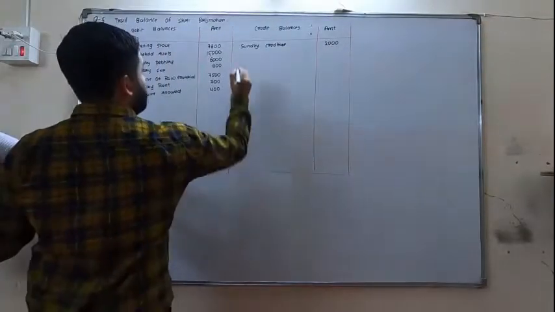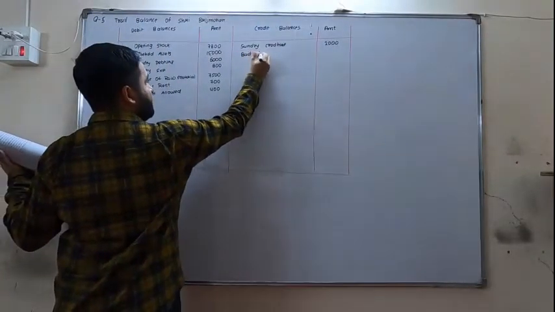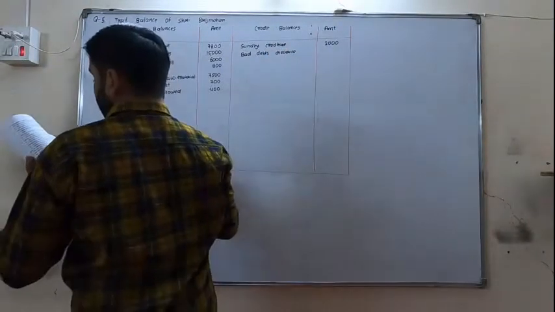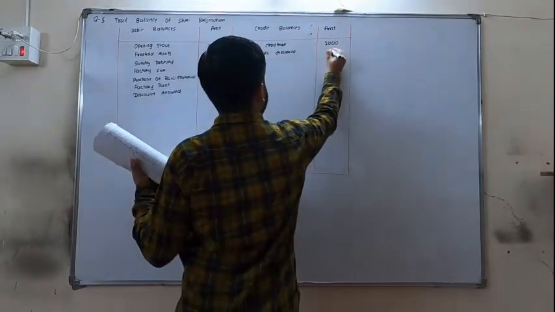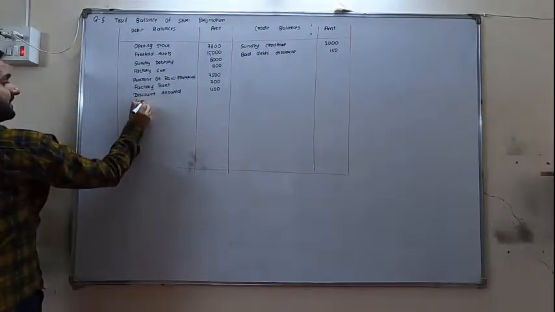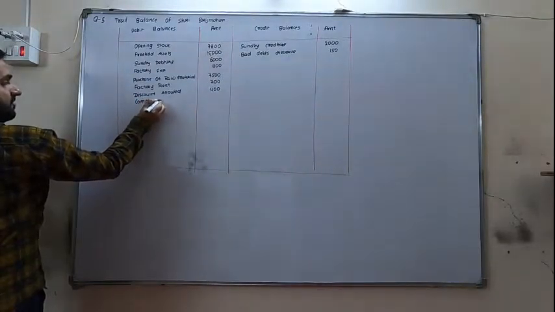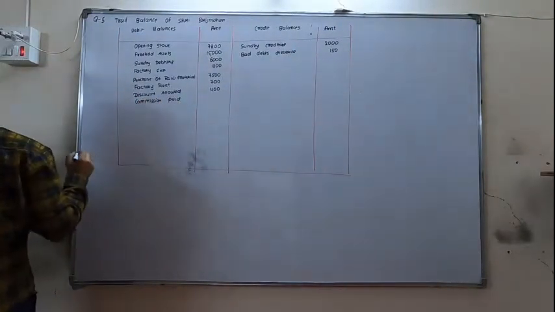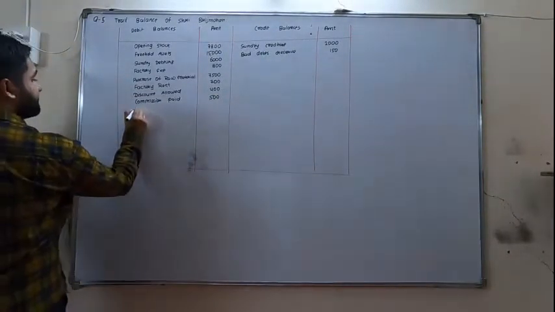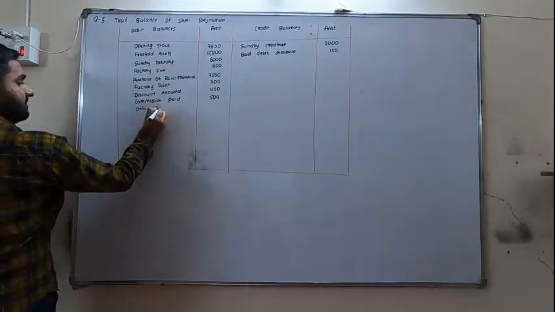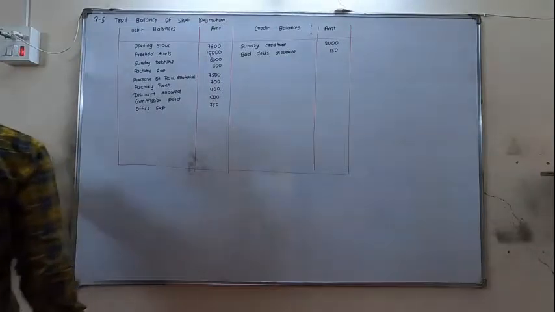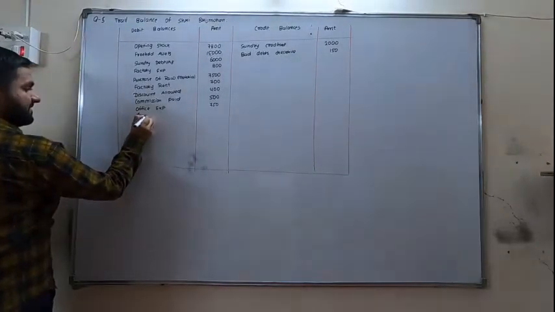Then bad debt reserve, as I said yesterday, any type of reserve will have a credit balance. So bad debt reserve on the credit side 150. Then commission paid is our expense, so on the debit side, all the payments are expenses, all the receipts are our income, 500. Office expense is also a debit balance, 750. Traveling expense is also an expense, having a debit balance.